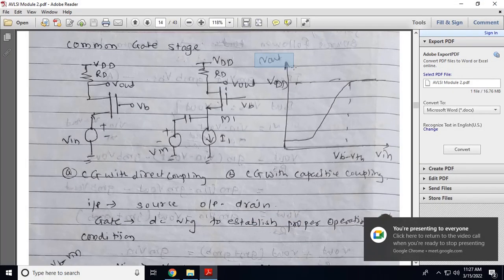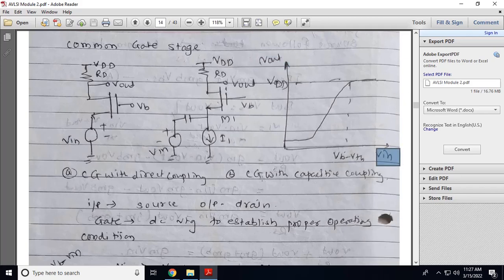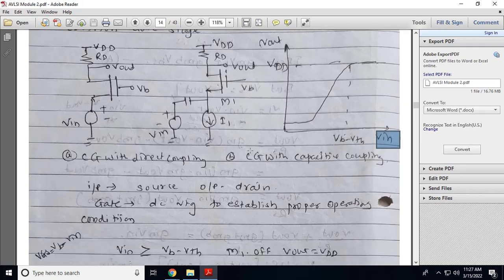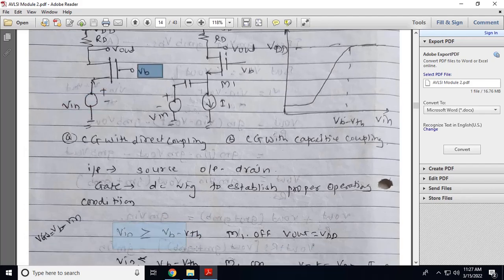So output voltage is on the y-axis and on the x-axis we take Vin, the input voltage. Now see, when Vin is greater than or equal to VB minus VTH, where VB is the voltage on the gate, the source voltage is more positive as compared to the gate voltage, so there is no channel, the transistor is turned off and output is equal to VDD. So for this reason output is VDD.